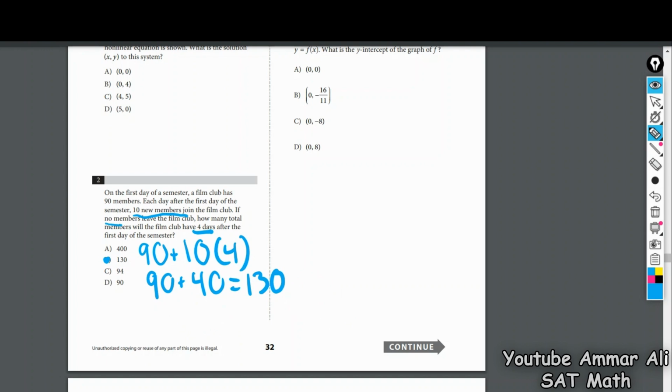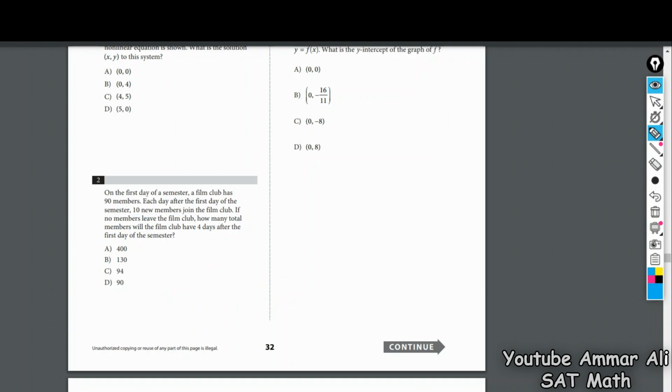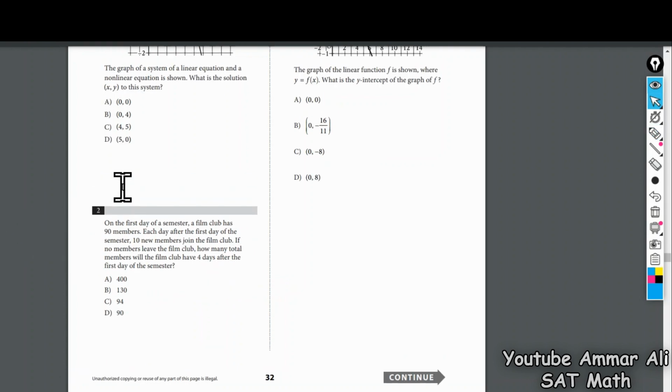Don't feel discouraged if you didn't get it right. It is a pretty straightforward problem, but you just need to practice more, right? Always just need to practice. That's what it comes down to for the SAT.